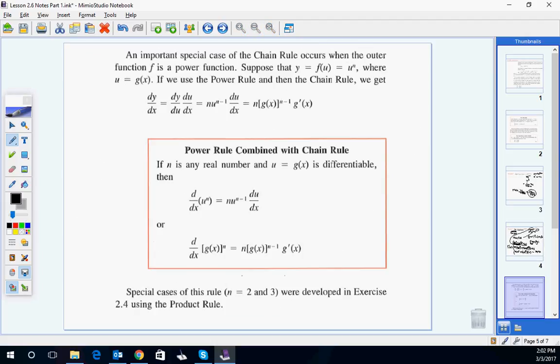Okay, so what you need to understand is that an important special case of the chain rule occurs in other functions: a power of a function. Suppose f of u is u to the n, where u equals g of x. So we use the power rule, then the chain rule, which is what I've been telling you. We're essentially taking the derivative of the overall u, dropping the n, making it n minus 1, and then taking u prime out. So that's what this is telling you right here: drop the n, u to the n minus 1, derivative of u, du dx. That's just writing the power rule combined with the chain rule. We pretty much just did that.